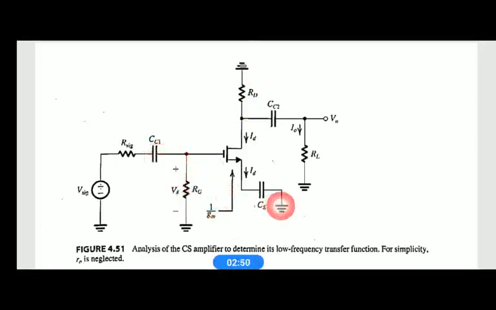We kept CC1, CS and CC2 as they are, because these will affect the low frequency response, whereas they are not relevant for high frequencies. Therefore, in the previous session, when analyzing the high frequency response, we replaced these capacitors with short circuits. But here we are not replacing them with short circuits, because CC1, CC2 and CS are going to affect the applied low frequency input signal.